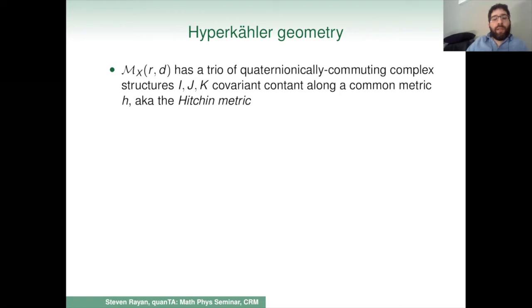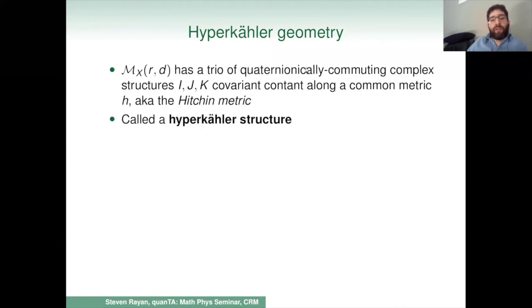So it turns out that the moduli space of Higgs bundles has a trio of quaternionically commuting complex structures. So there are, if you like, quaternions defined on the moduli space, traditionally called I, J, and K, and they're covariant constant along a common metric H, which we call the Hitchin metric, which arises via Kahler reduction. And what you can do is, this is first of all called a Hyperkahler structure. So it's 3 Kahler structures at once.